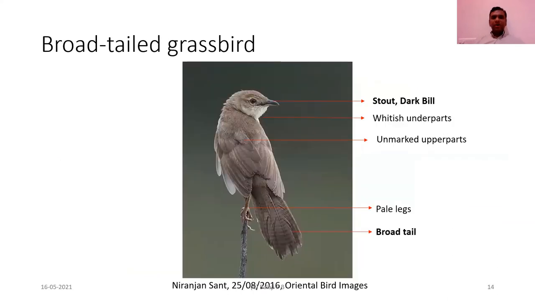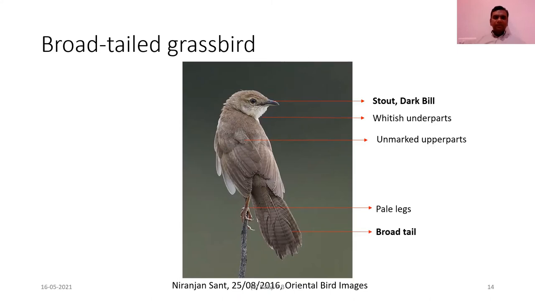So next is the broad-tailed grass bird. The broad-tailed grass bird is very rare in our region. So mainly, I think you can see it in the Coimbatore district, mainly in the Valparai area, particularly the Akkamalai grasslands. Sometimes we have reports from Eravikulam National Park in Kerala and other parts. But at least in our area, it remains a high altitude species. We don't have many records from the plains.